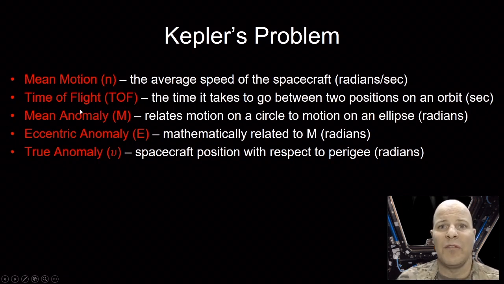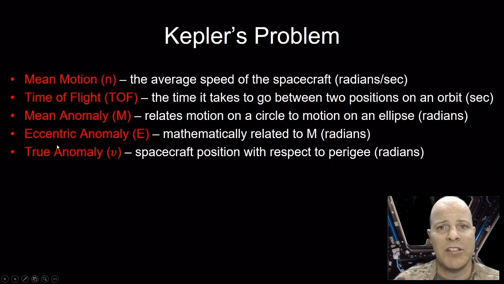We also have the time of flight, which is often abbreviated TOF. That's the time it takes to go between two positions on an orbit, and it's often given in seconds. Then we have something called a mean anomaly. Just as we were discussing before with our classical orbital elements, the true anomaly is our spacecraft's position with respect to perigee. So that's down here at the bottom. We're going to have what we call a mean anomaly, which relates the motion of our spacecraft to the circular motion on an ellipse. We're going to talk more about what this actually looks like in class, but for right now, understand that a mean anomaly is relating the motion of our spacecraft to the motion of a circle on an ellipse.